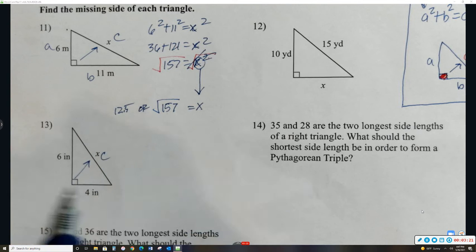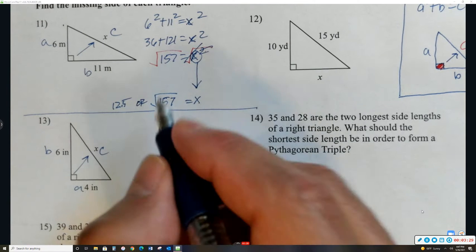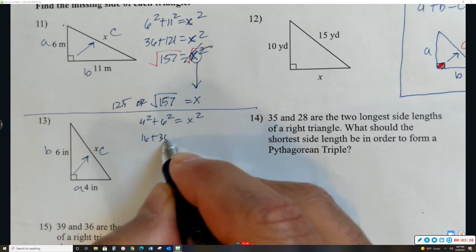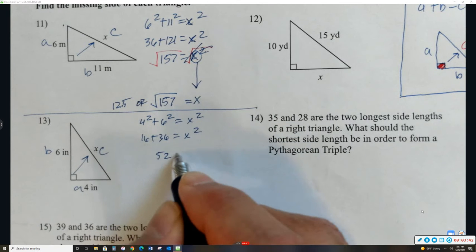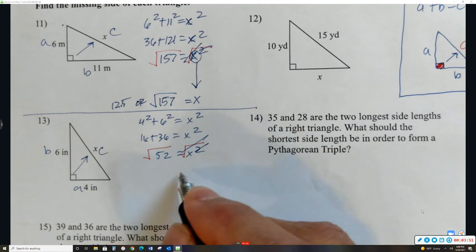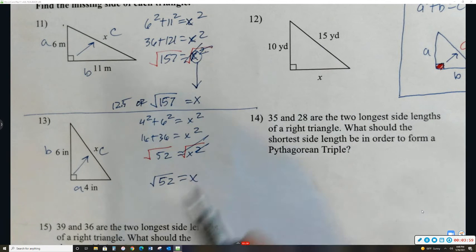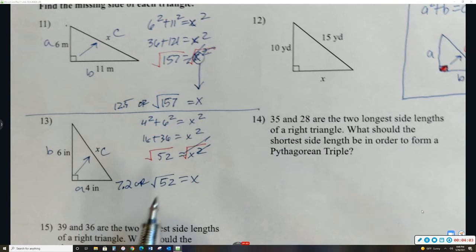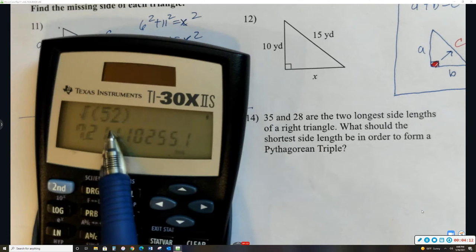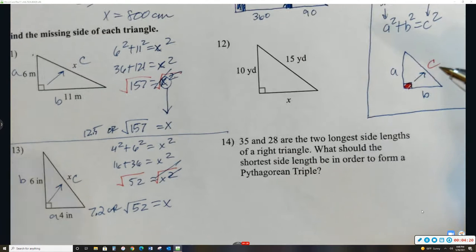Let's do 13. Again, that's C, and A is smaller than B. If I plug it into the Pythagorean theorem, it looks like this: 4 squared plus 6 squared equals x squared, because C is x. This is 16, that's 36. Add those two, you get 52. At this point, you want to take the square root, because the square root and the square cancel. Then we just have our x, and the answer is the square root of 52, or 7.2. So you're going to have to look for one of these two. I'm just typing that in the calculator to figure out it's 7.2. See, there's the square root of 52.